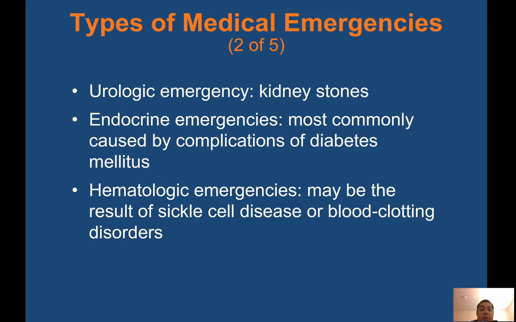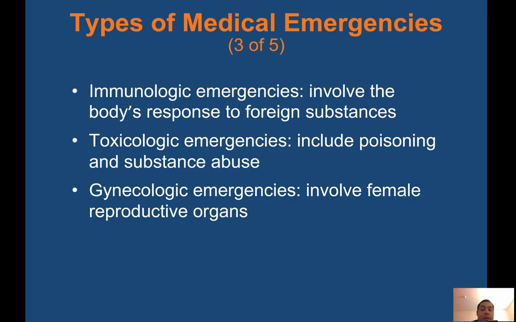Urologic emergency, kidney stones. Endocrine emergencies, most commonly caused by complications of diabetes mellitus. So remember the abbreviation diabetes is DM, diabetes mellitus. Hematological emergencies may be the result of sickle cell disease or blood clotting disorders. Immunological emergencies involve the body's response to foreign substances. Toxicological emergencies include poisoning and substance abuse. Gynecological emergencies involve female reproductive organs, such as pregnancy.